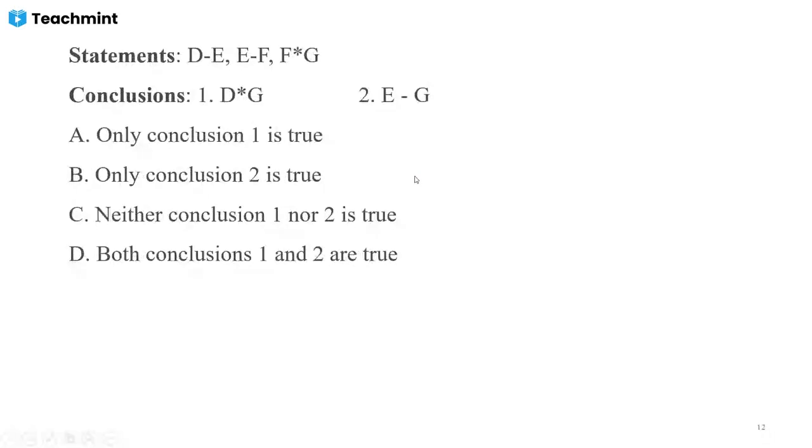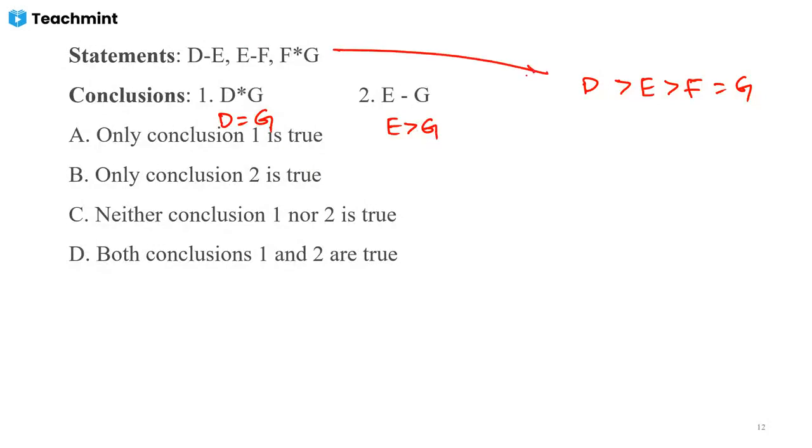Minus means greater than: D greater than E. Here minus means E greater than F. Star means equal: F equal to G. Here star means D equal to G, E greater than G. So guys, this is from the statement. Now using the statement, you decide which conclusion is true. Is it both true, only one, or both false? Neither nor means both are false. Which is the answer, my dear friends?